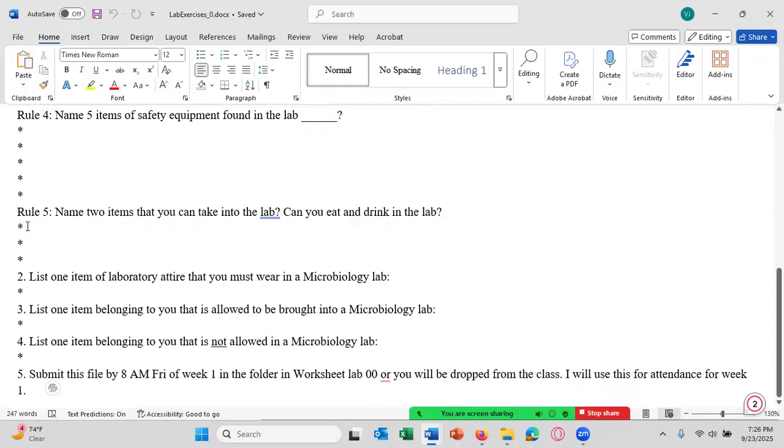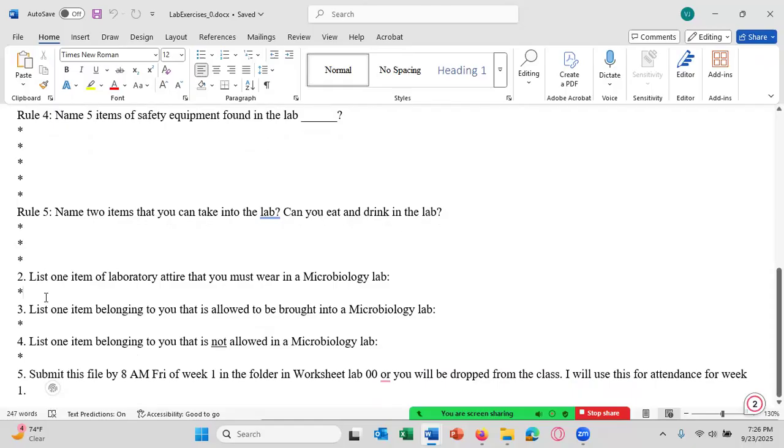And these should be items that you can take into any lab, because the lab coat you would only take into the very first lab. So I will not accept that answer. But you can say, oh, I don't know, something else that you're wearing that can be taken into the lab anytime. And then the third answer, the third asterisk, can you eat and drink in the lab? That's a yes or no question.